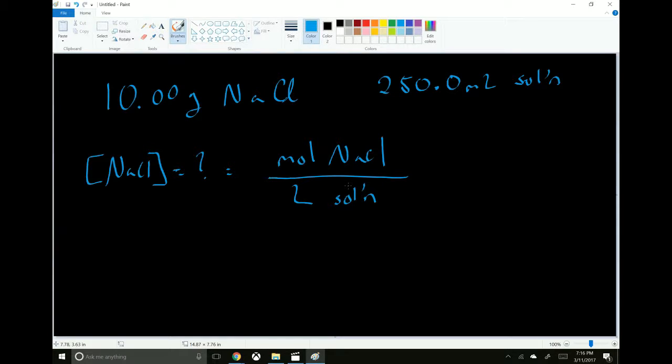So we're going to need to do a couple of conversions before we can even do this math. Okay, 10.00 grams of sodium chloride times moles per gram. We need to use the molar mass of sodium chloride. It's 22.99 plus 35.45.